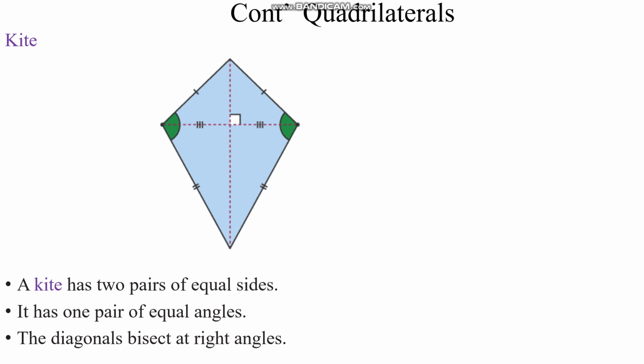And another special type of quadrilateral is a kite. So a kite has 2 pairs of equal sides, as shown by these dashes on the lines here. So this one is equal to this one, and this one is equal to this one. And then you need to know that it has 1 pair of equal angles. So the angles in green are equal, and it's the only pair of equal angles. And then you also need to know that the diagonals bisect each other at right angles. So each one of these angles is a right angle.